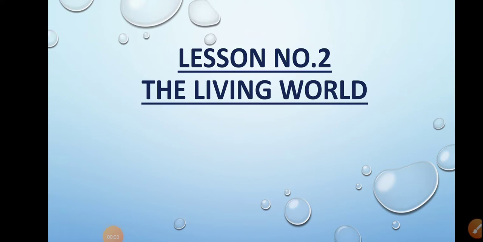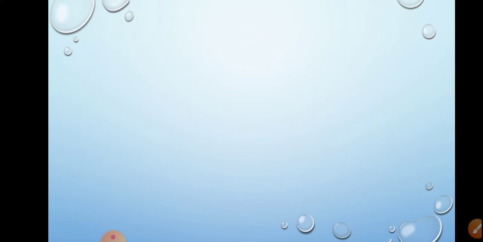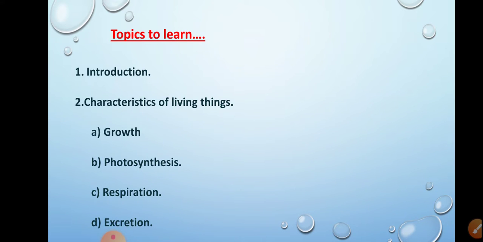Today we are going to learn the second lesson, that is The Living World, of grade 6 subject science, and this is part 1. Topics to learn: introduction, characteristics of living things. In this, growth, photosynthesis, respiration and excretion.